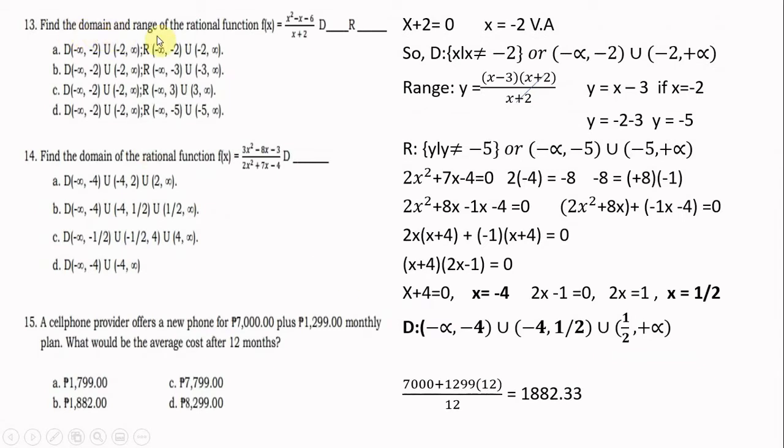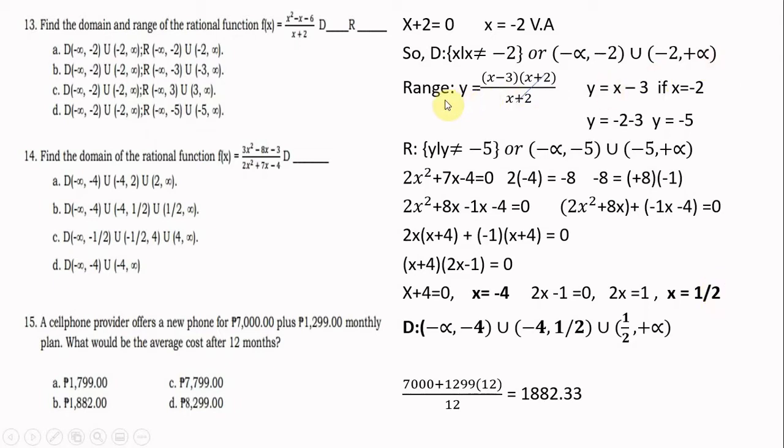Next, number 13. Find the domain and range of the rational function f of x equals (x squared minus x minus 6) over (x plus 2). Okay, to find the domain, equate the denominator to 0, x plus 2 equals 0. So our x is equal to negative 2, our vertical asymptote. Therefore, our domain is the set of x such that x should not be equal to negative 2, or in interval notation, negative infinity to negative 2, union, with parenthesis because negative 2 is not included in the value of x, negative 2 to positive infinity.